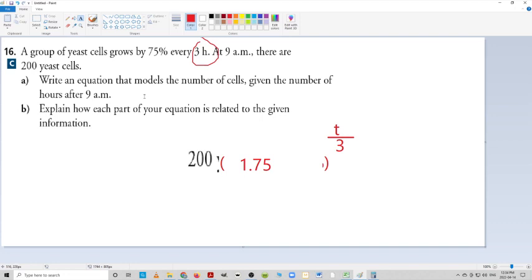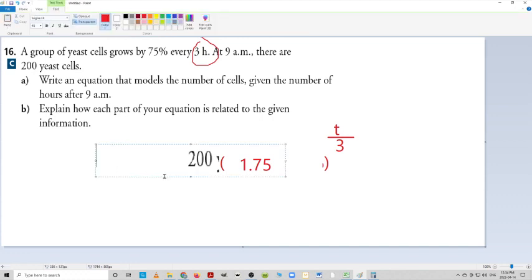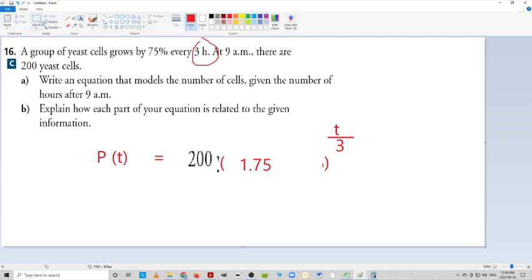Write an equation that models the population after 9 a.m. Well, okay. The population of my yeast cells, based on my time in hours, is going to be equal to this. And yeah, it's not all quite on the same level. I can bring this down a bit, and I can bring this in a bit. Something like that. Technically, it'd be smarter to put this inside here so I don't accidentally confuse the numbers.